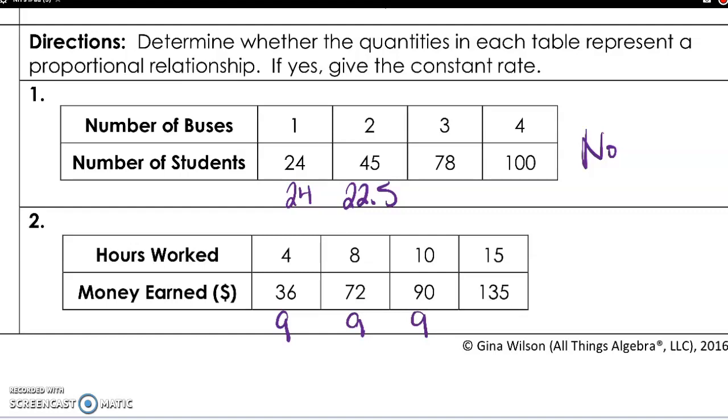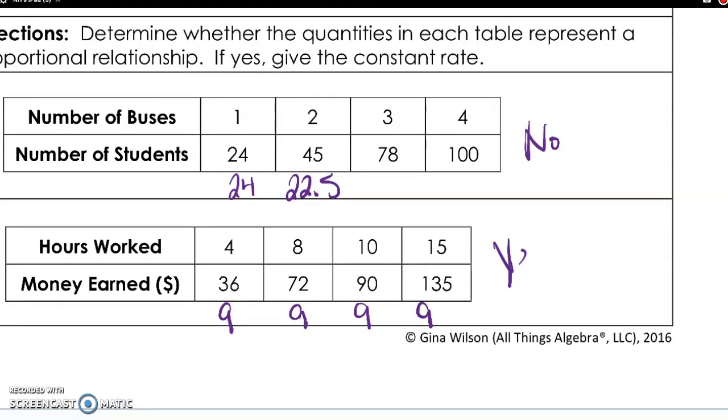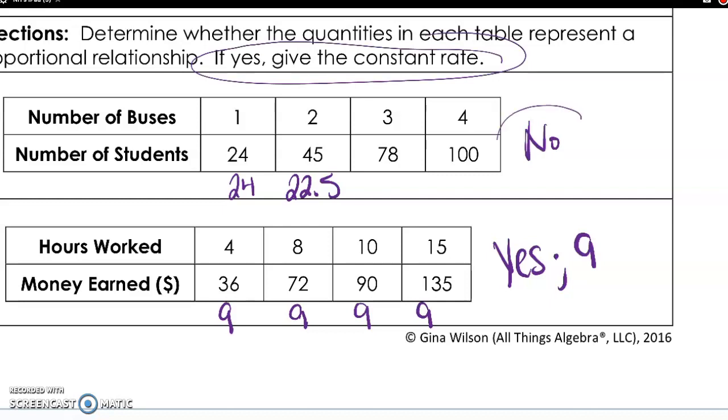And 135 divided by 15 is also 9. So they all match. So you're going to say yes and then 9. Even though you have 9 written down all the time, you still need to do that because it says if yes, give the constant rate. So that's all. When you have tables, you're either going to have the answer of no because two things didn't match, or you're going to have yes, and then you're going to put that number that you get when you divide them all.